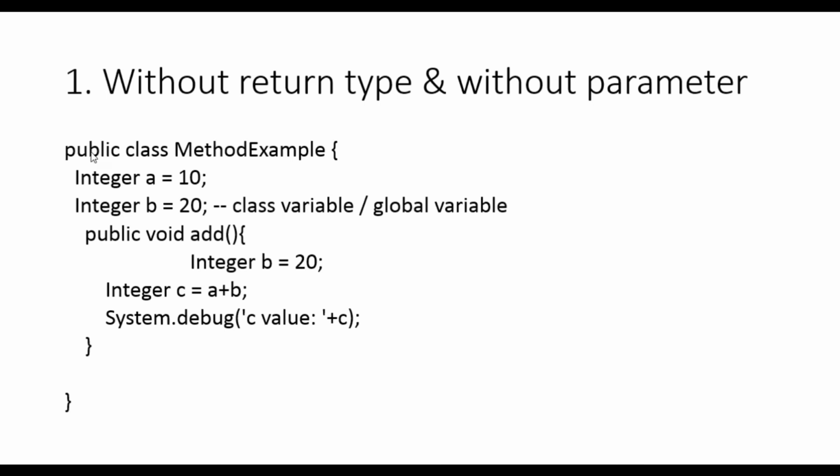Here I have written a class, public class MethodExample. Integer a equals 10, integer b equals 20. So a and b are the class variables or global variables. Why we call them global variables is because I have defined them outside a method. So they are common for all the methods inside the MethodExample class. Hence we call them global variables or class variables. Now I have written a method. The method signature is public, then you need to mention some return type, then the method name.